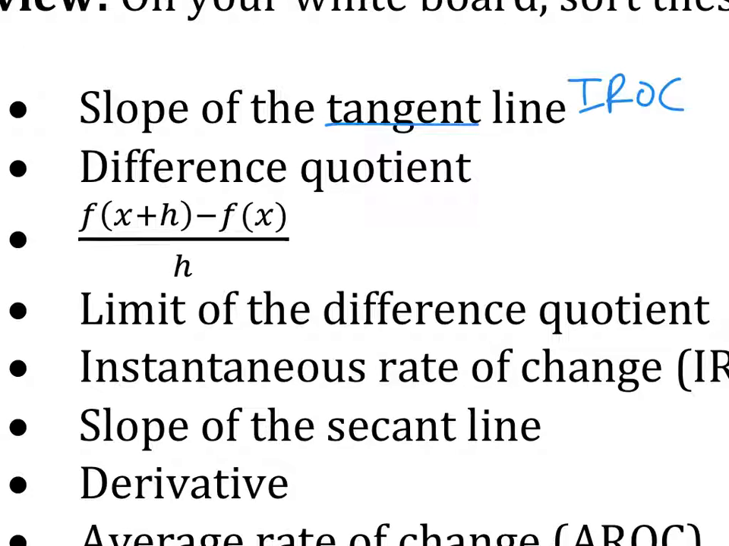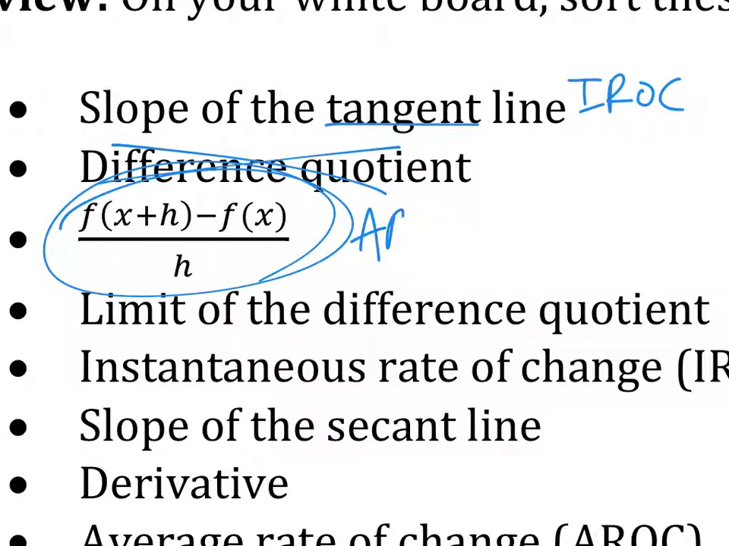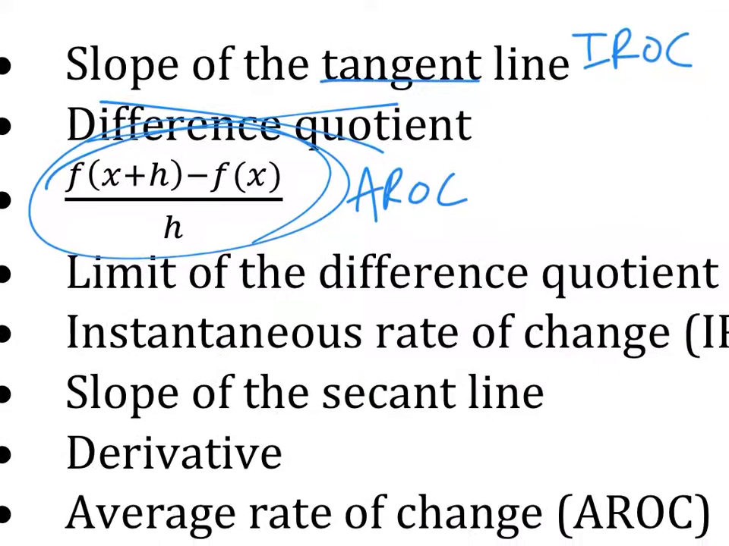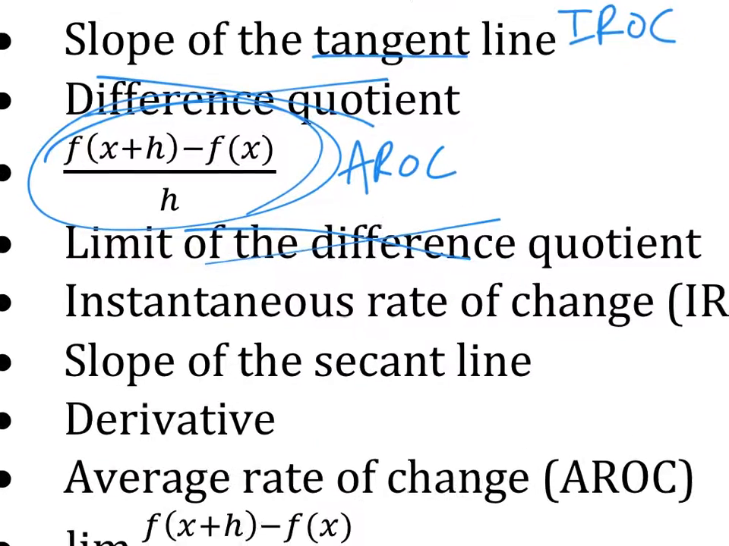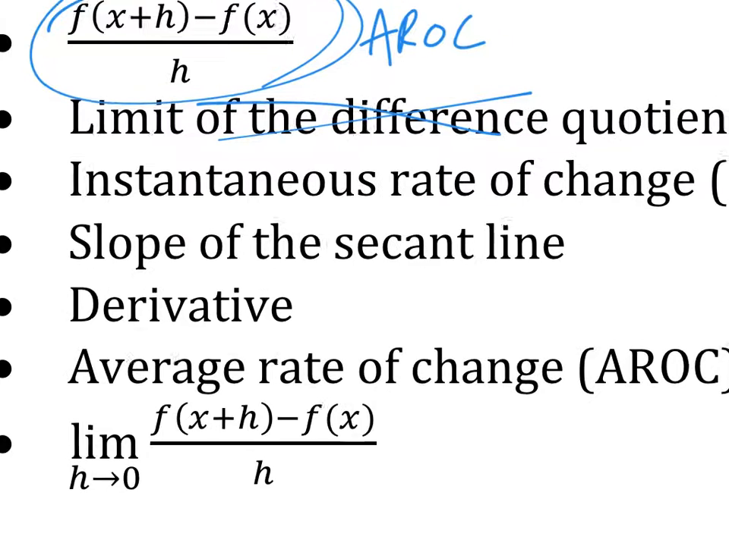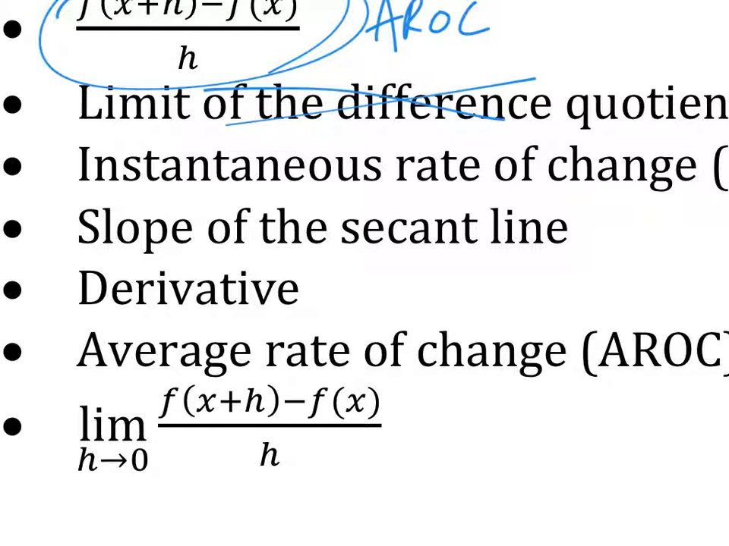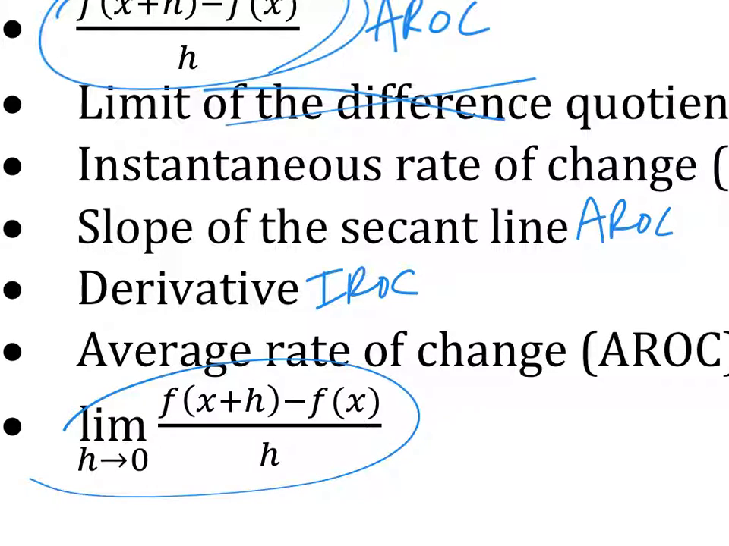Okay, next, difference quotient. I didn't tell you difference quotient. Okay, difference quotient is this thing. I am so bad at this. I'm sorry. Let's come back to difference quotient later. Okay, this one. AROC. Okay, let's skip that for now. Instantaneous. Oh, that's already IROC there. Slope of the secant line. Good. Derivative. IROC. Okay, average rate of change is already there. This one? Good. All right, difference quotient.